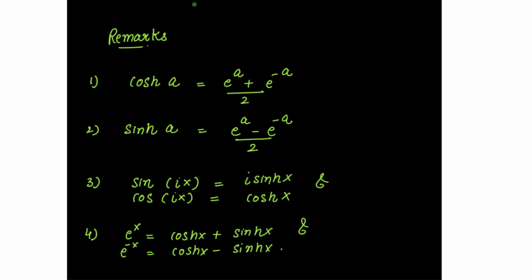First, cosh a is equal to (e^a plus e^(-a)) over 2. Sinh a is equal to (e^a minus e^(-a)) over 2. Then sin(ix) is equal to i sinh x, and cos(ix) is equal to cosh x, and then e^x is equal to cosh x plus sinh x, and e^(-x) is equal to cosh x minus sinh x. I am going to use these remarks in the following example.